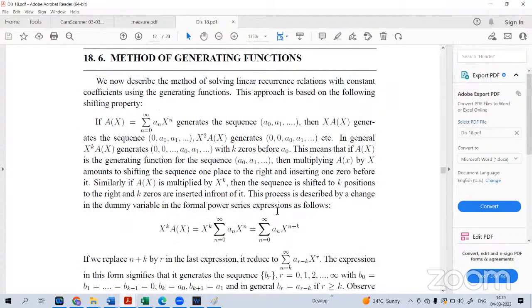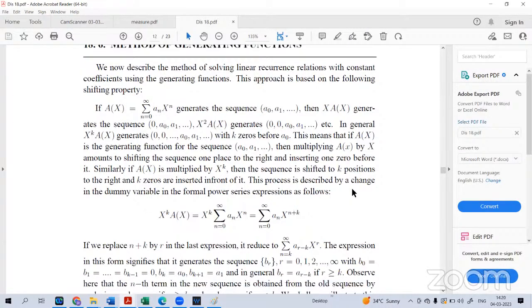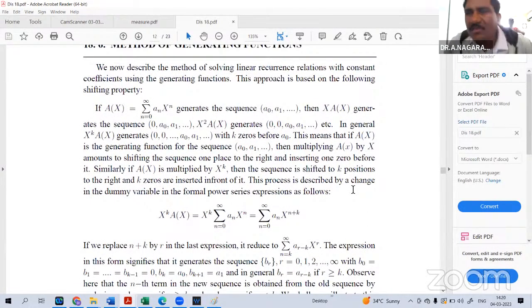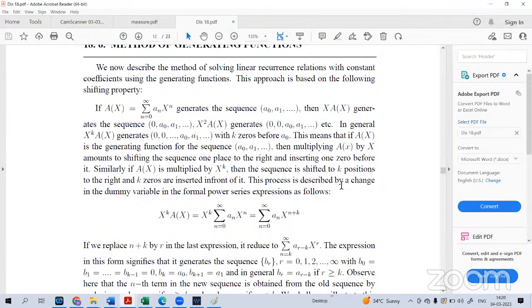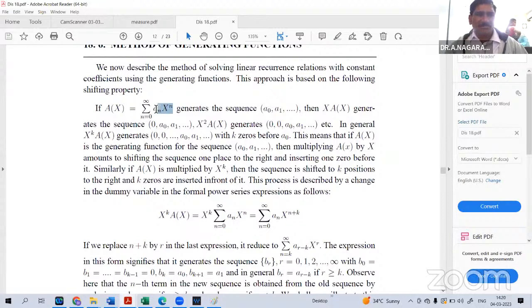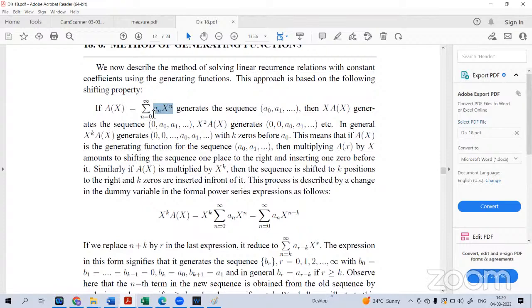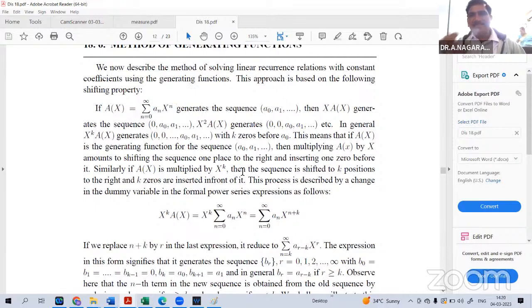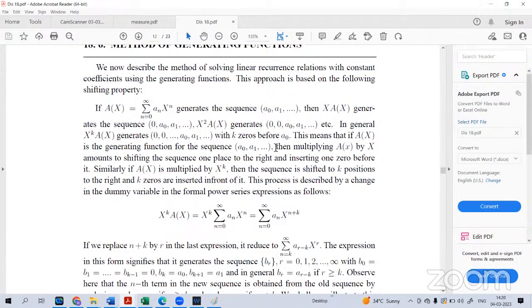Now I am going for a new topic, generating functions. What is a generating function? First of all, a generating function is like a linear equation we can write. What is the linear equation? It comes to a0 x power 0 plus a1 x power 1 plus a2 x square plus a3 x cube plus so on. Like that, we will write a linear equation.